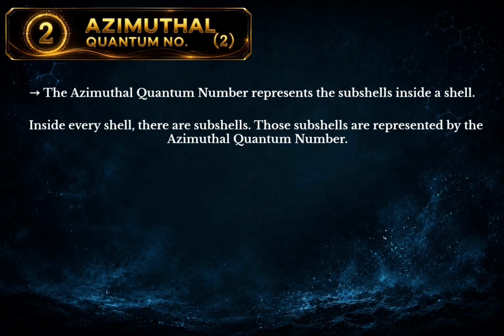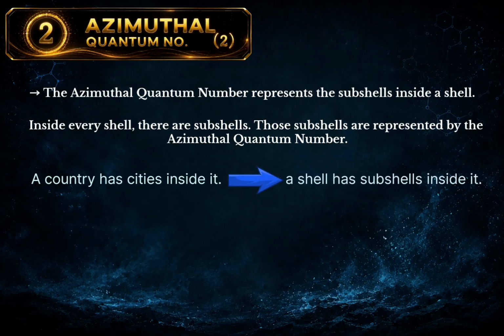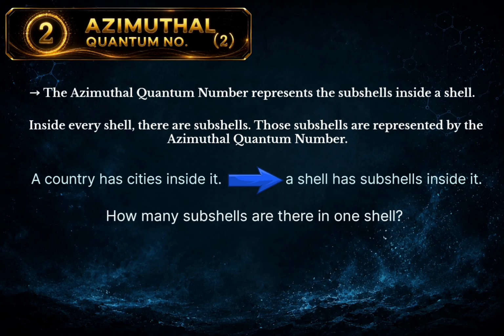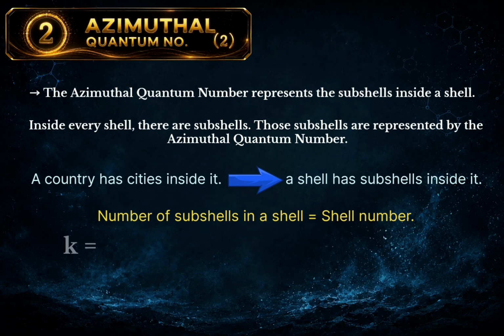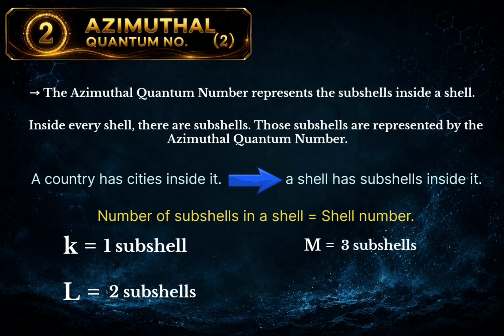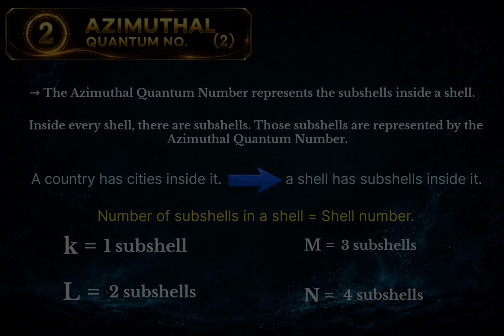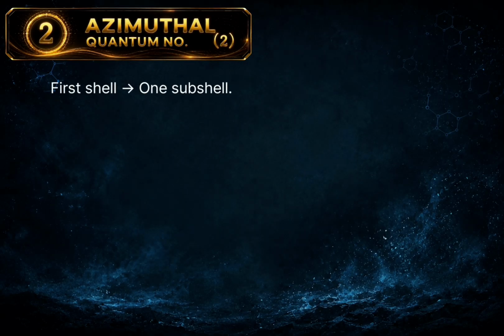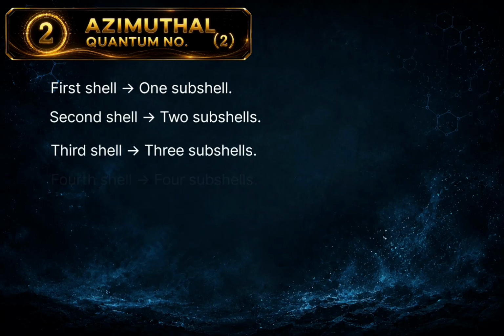Think of it like this. A country has cities inside it. In the same way, a shell has subshells inside it. Now you might be wondering, how many subshells are there in one shell? Well, here's the rule. Number of subshells in a shell equals shell number. So if we're talking about the first shell, also called the K shell, it has 1 subshell. The second shell, or L shell, has 2 subshells. The third shell has 3 subshells. And the fourth shell has 4 subshells. So basically, first shell, 1 subshell. Second shell, 2 subshells. Third shell, 3 subshells. Fourth shell, 4 subshells. Simple enough, right?